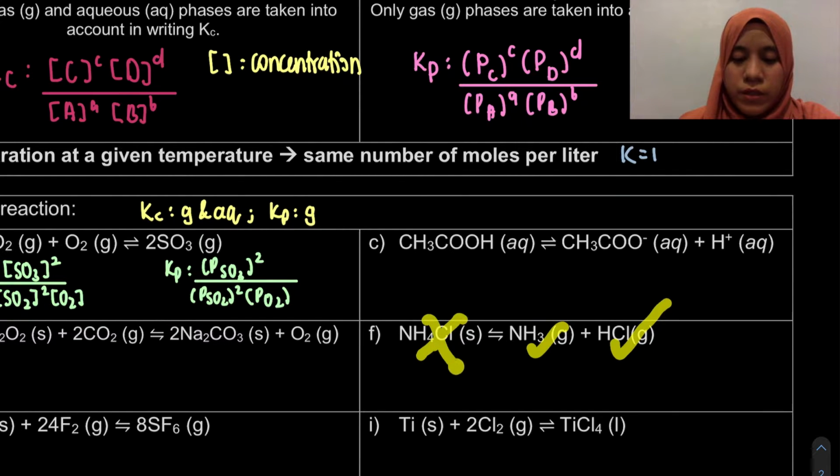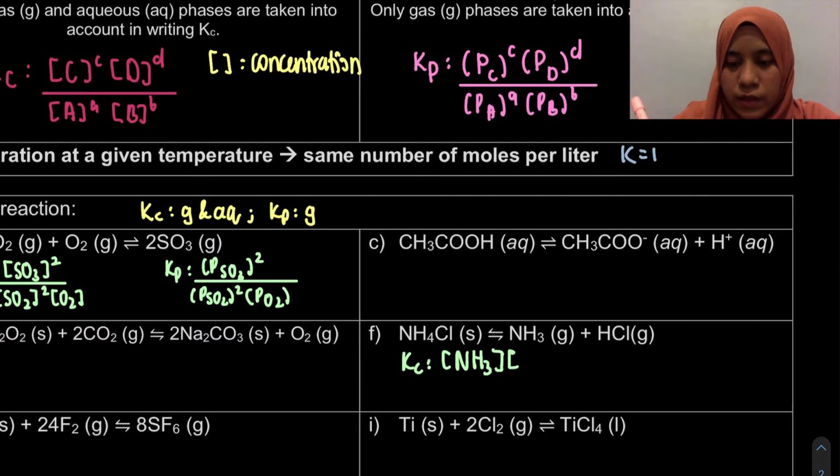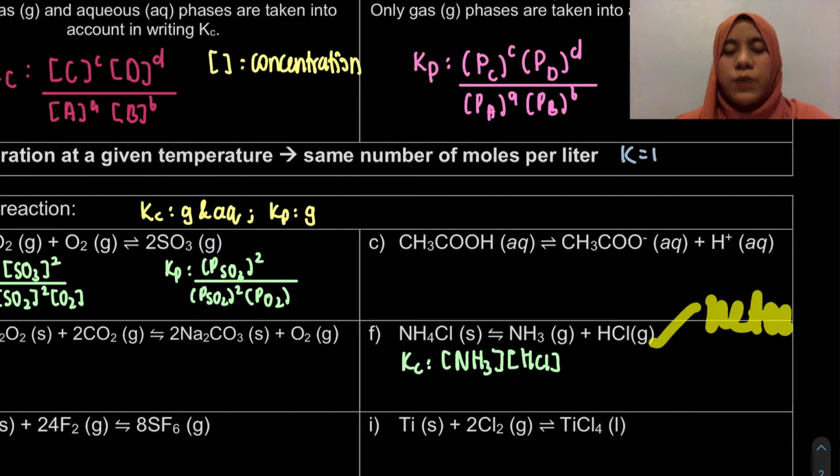So let's write down the Kc. Okay, so we have written this one. The solid is not included in our Kc, so no need to write it down. If you want to write over 1, that is fine too. If you want to leave it here, that is also fine. So that is for our Kc. This is an example of our heterogeneous equilibrium.